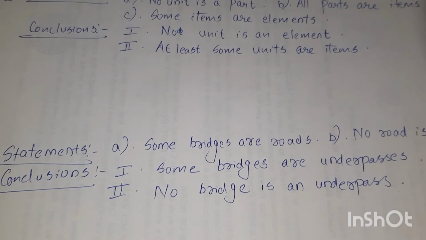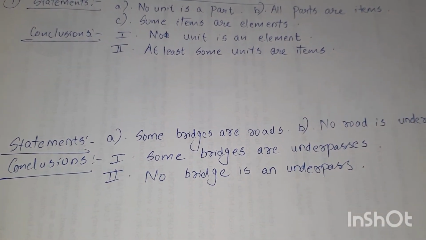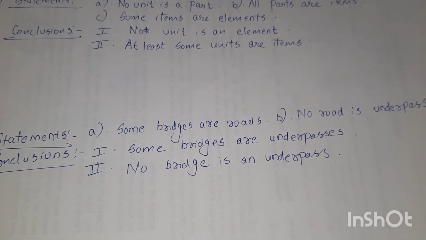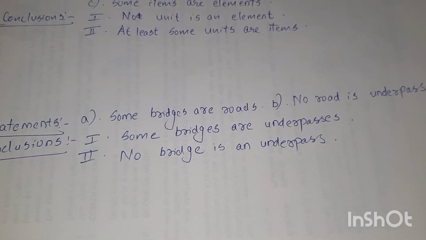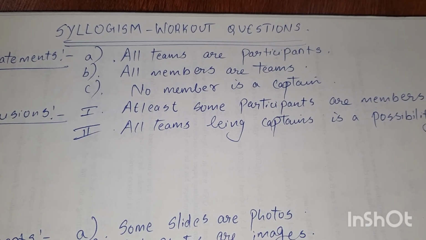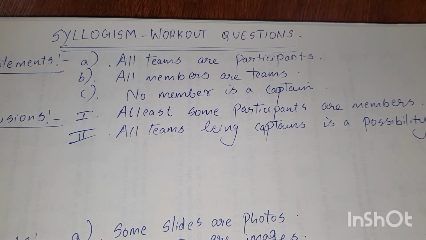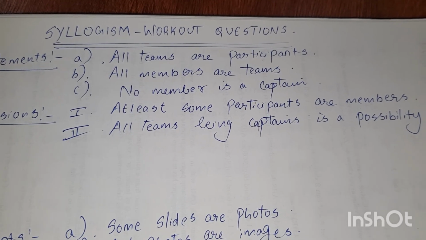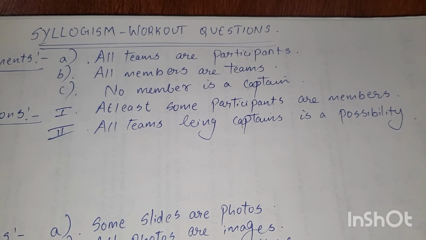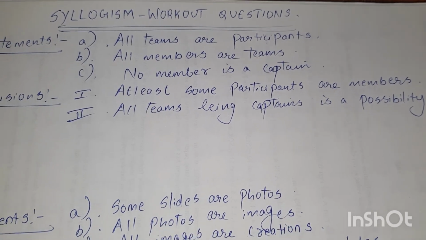Going to the second question. Statements: some bridges are roads, no road is an underpass. Conclusions: some bridges are underpasses, no bridge is an underpass. Third workout question. Statements: all teams are participants, all members are teams, no member is a captain. Conclusions: first, at least some participants are members. Second, all teams being captains is a possibility.